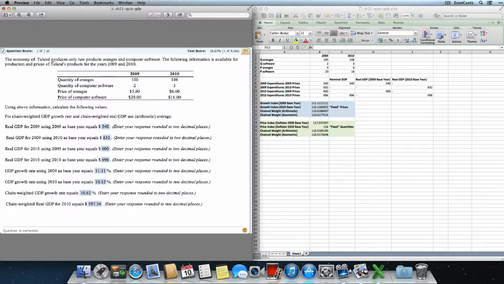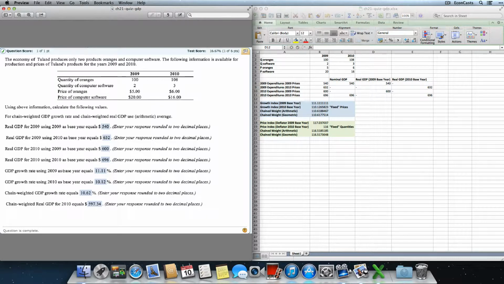In this problem, we have an economy that produces two goods, and we call this economy Twoland. The two goods they produce are oranges and computer software. And we have 2 years we're looking at, 2009 and 2010. And in 2009 they produced 100 oranges at a price of $5 per orange and 2 computer software at a price of $20 each. This question asks us for the real GDP for several years using different base years.